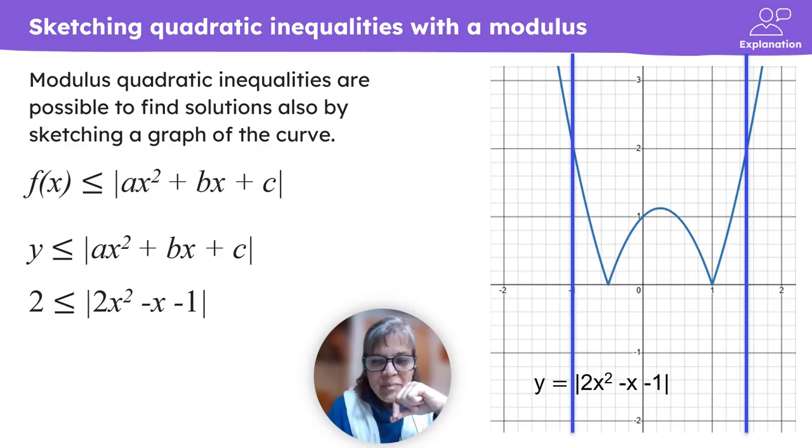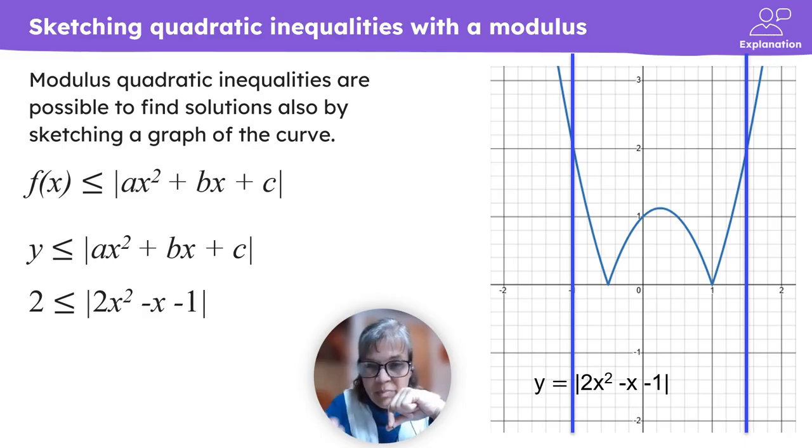One more little thing to add before we finish this topic is that if you have a modulus quadratic function and then you throw an inequality into it, you can also find the solutions by sketching a graph of the curve. It is probably the easiest way if you have the graph. For example, here's our graph of 2x squared minus x minus 1. If you wanted to know where is that greater than 2, the two lines straight up and down show us these are the points where y equals 2 would intersect with this curve.